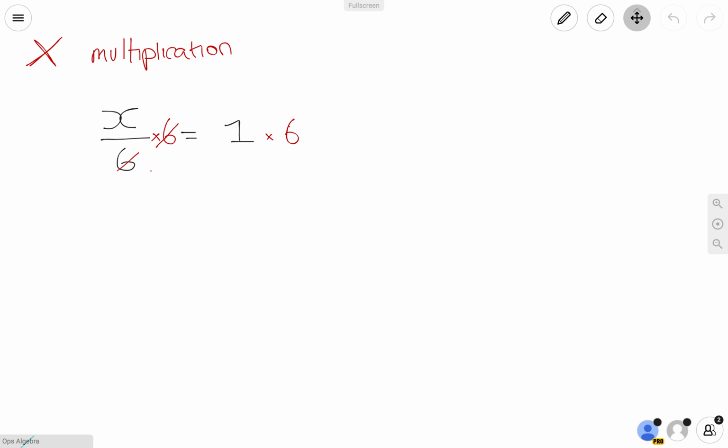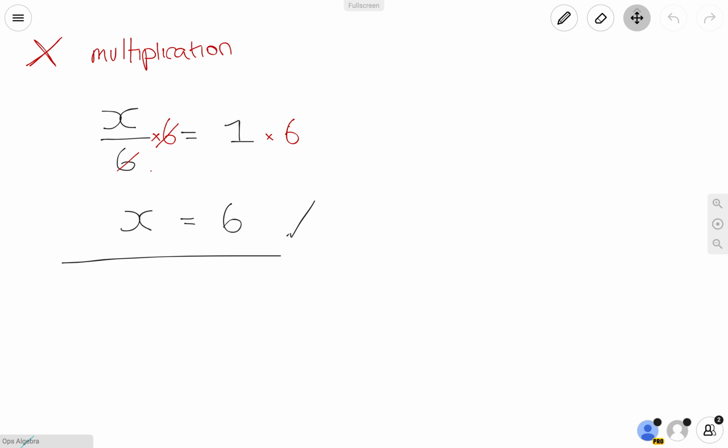So now we've got x on the left equals 1 times 6? No, it's 6. Joke, I knew that. Good. All right, x equals 6, we've solved it. And that's using our new technique, multiplication. Let's have a look at one more example.